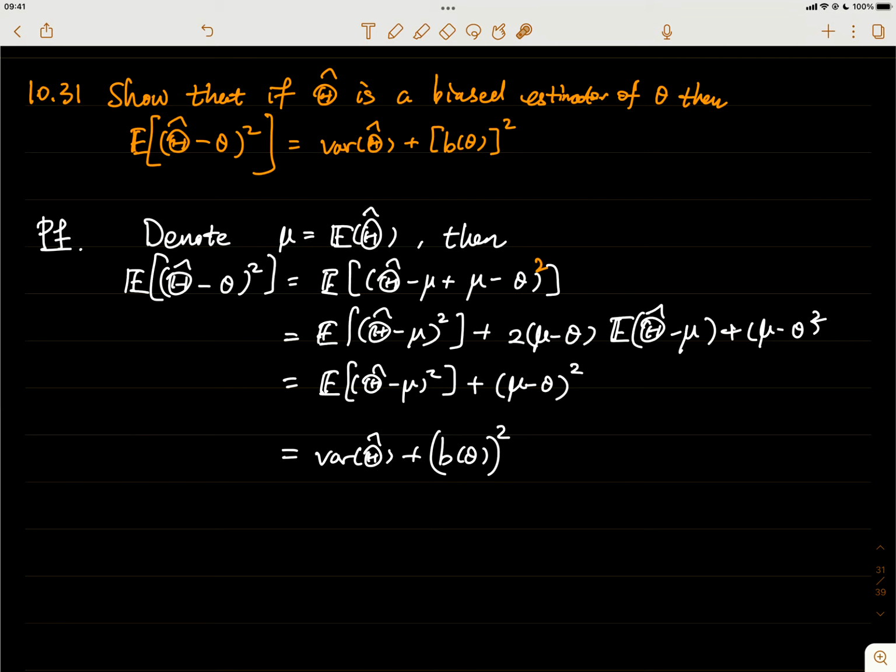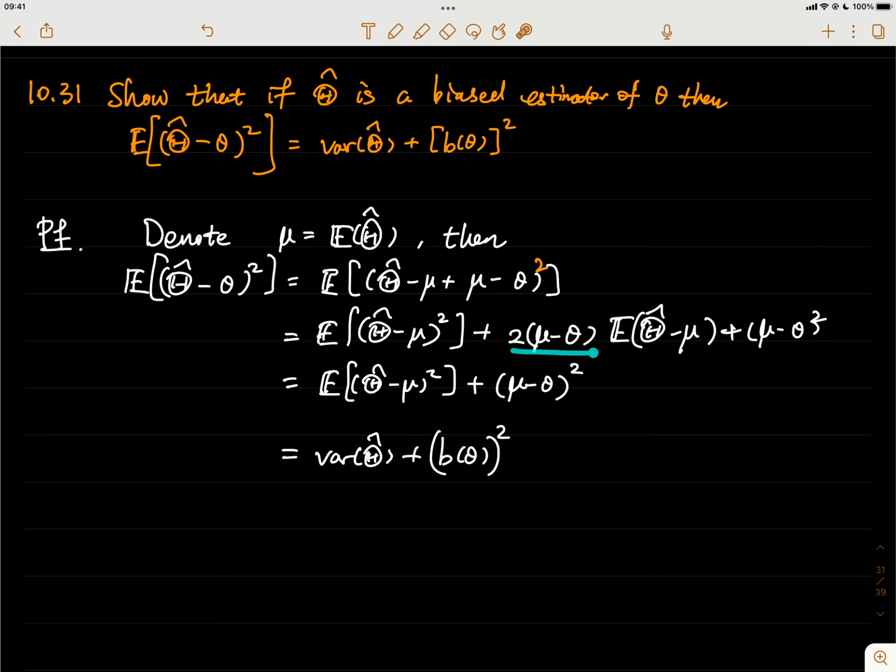Because outside there was the expectation, I need to apply the expectation in there. But remember, this is just a constant, so I can pull it out of the expectation. And lastly, we have the square of this thing, and then take expectation. Because this is a constant, the square is still a constant, so when you take the expectation, it's just that square itself. So it's just this. Now let me copy this down here.